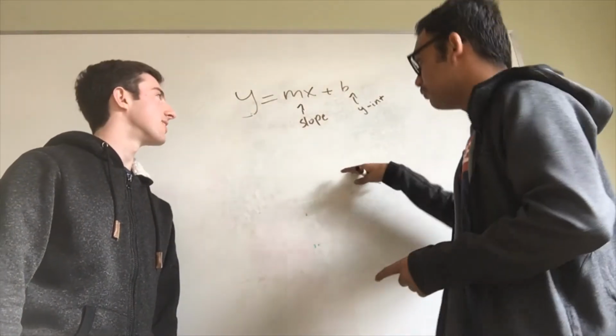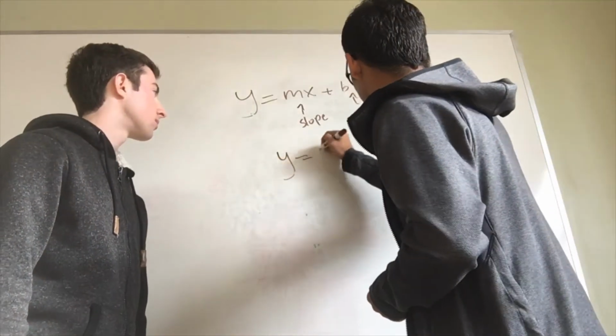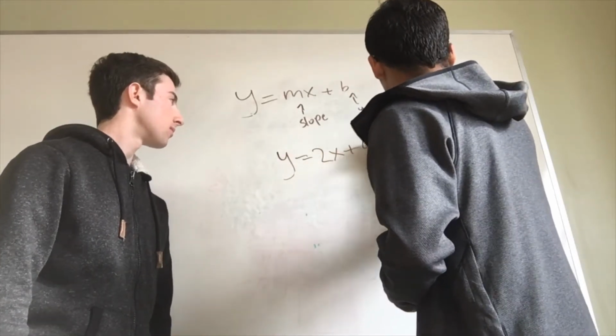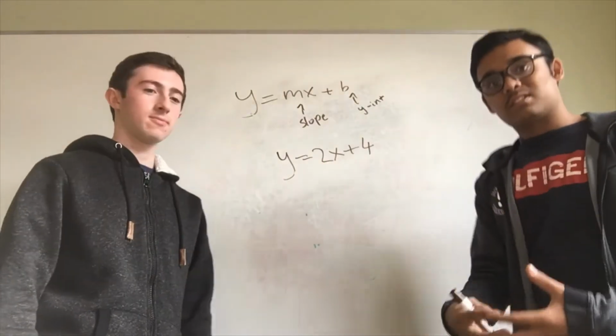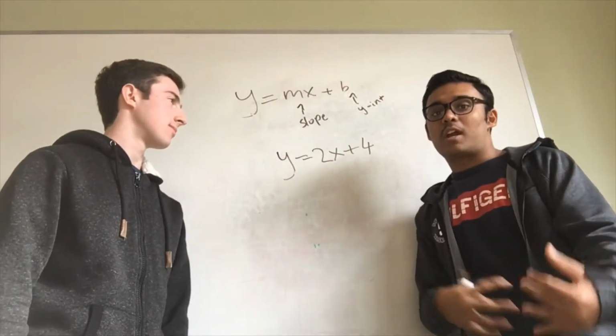An example problem for this one would be y equals 2x plus 4. And Andrew will show us how we should graph this, and what is the slope, where is the x-intercept, where is the y-intercept.